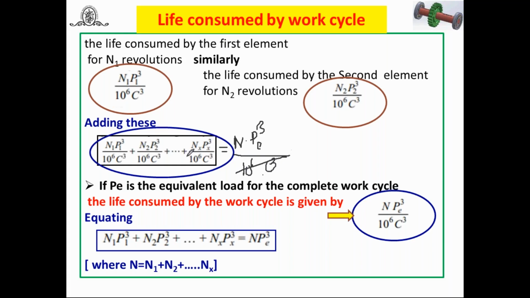Now here, a common term you can take common from all these terms and it gets cancelled. Then what is remaining with you? N1 into P1 cube. Look at this, I have written here. Then N2 into P2 cube, plus and so on. This term is equal to N into Pe cube. But you know very well what capital N is. N is equal to N1 plus N2 plus up to Nx, where X is the number of elements.